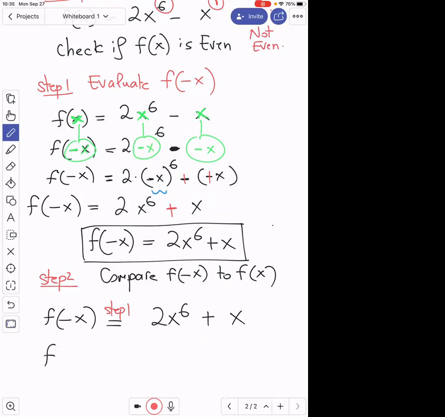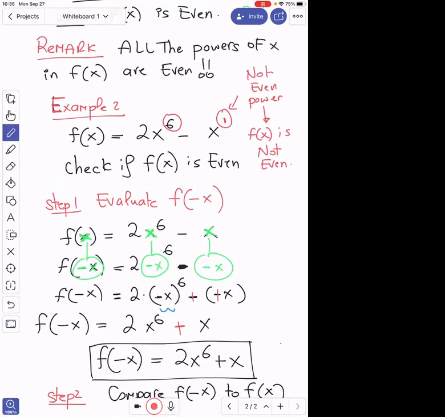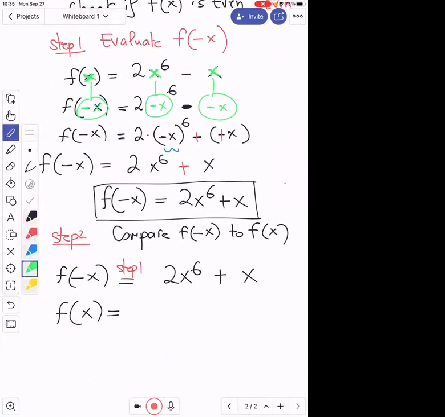Now, what's my original f? My original f is this one right here, right? f of x is 2x power 6 minus x. All right. And now, as you can see, f of minus x is different from f of x, right? Because in f of minus x you have plus x. So you can see here we have plus x, and here we have minus x, right? So they are not equal.